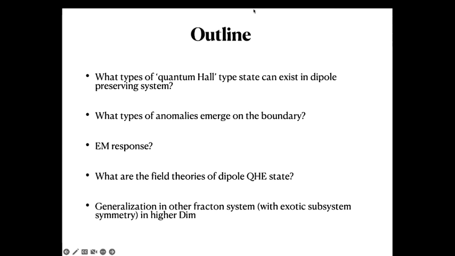And the second question is, what type of anomaly can emerge on the boundary of a dipole quantum Hall effect? And what are their electromagnetic responses, whether they have a quantized electromagnetic response or not? And finally, we would like to explore whether it is possible to write down some type of field theory of such a dipole quantum Hall state, and whether we can generalize such a quantum Hall state to other special symmetric systems, like apart from dipole symmetry, we can consider whether we have a quadrupole symmetry and so forth.